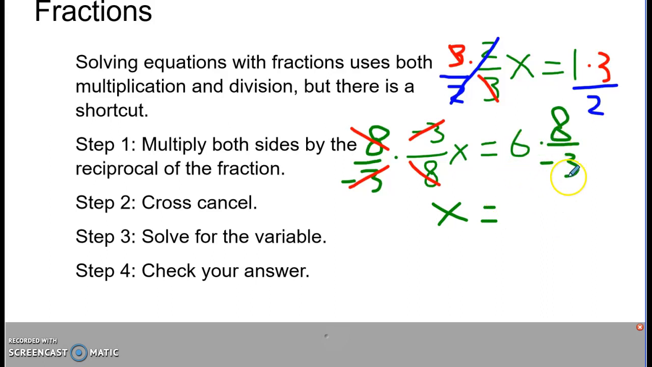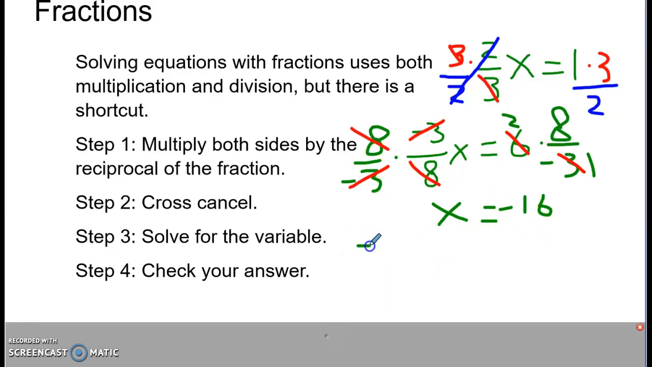6 and 3 both share a factor, so we can divide by 3 from both, and that leaves us with 2 and negative 1 on the bottom. 2 times 8 is 16, and because we have 1 on the bottom, it just becomes an integer, but it's negative 1, so our integer turns into negative 16. Okay, and just like before in the other two examples, we do need to check our work.